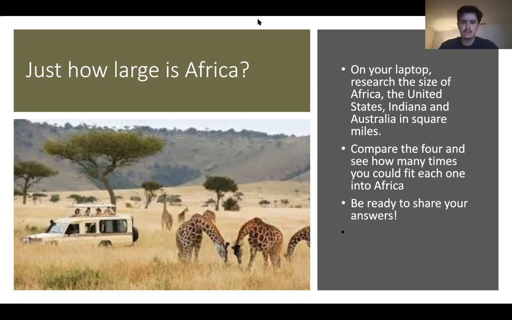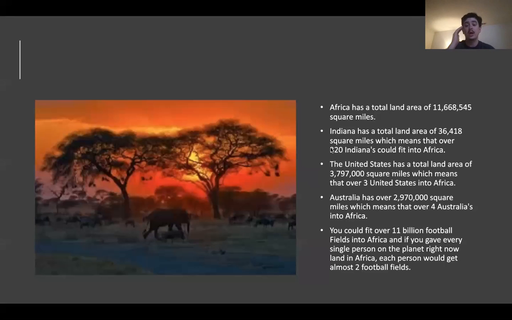Okay, and we'll go through and make sure you have the right numbers in a second. But for now, I just want you to look up those four things: the size of Africa in square miles, the United States in square miles, Indiana in square miles, and Australia in square miles. And just write each of those numbers somewhere on your paper. Okay. So once you do that, go ahead and we'll go on.